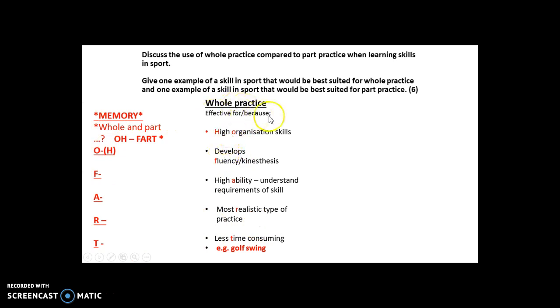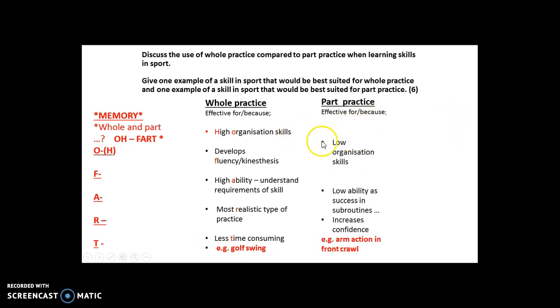So whole practice then, effective for higher organisation skills, good because it develops fluency, it's good for higher ability performance because they understand the requirements of the skill, most realistic, and so on. And the example of a skill that you could use for this would be a golf swing. Okay, and then if you're comparing it to part practice, effective for low organisation skills, good for low ability performers, as successive subroutines can increase confidence. For example, arm action in front crawl.